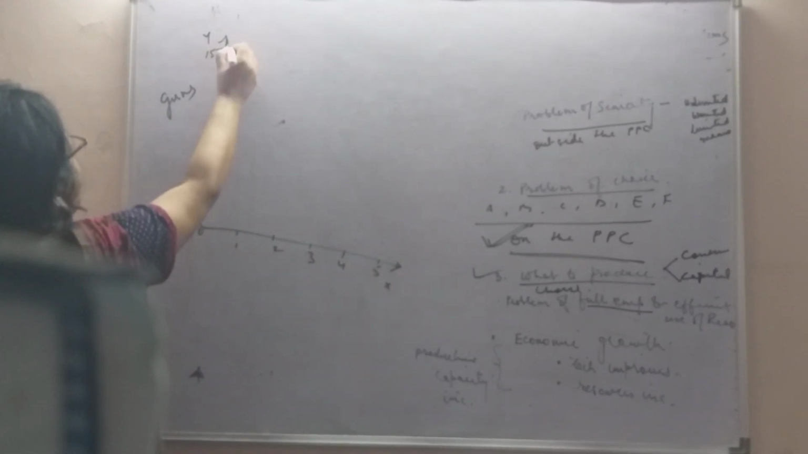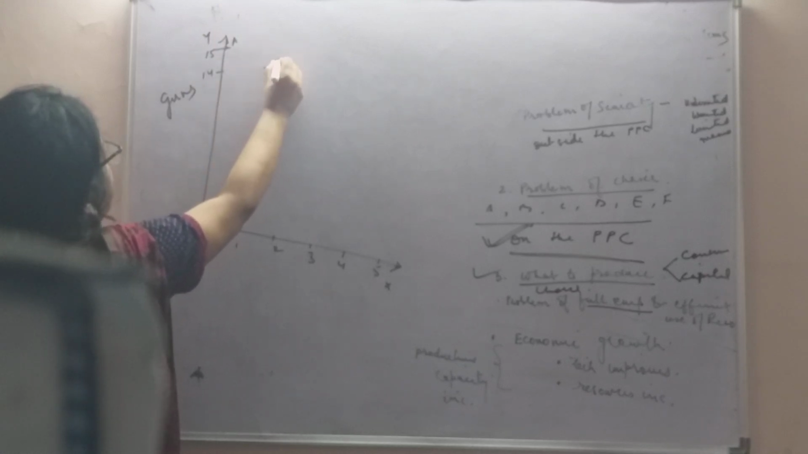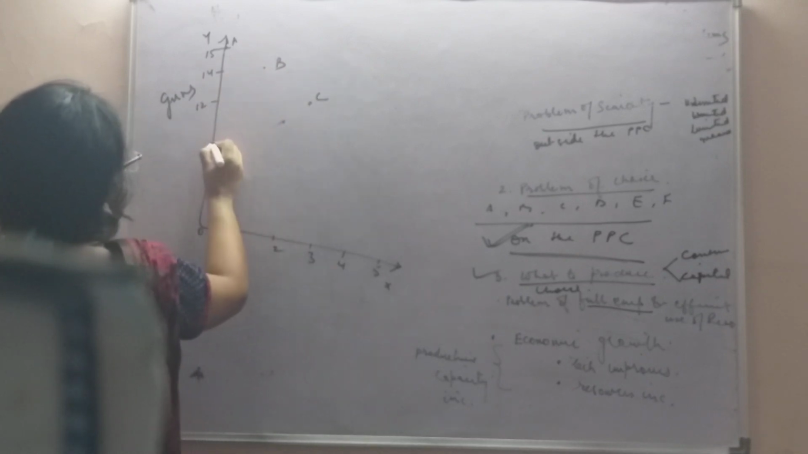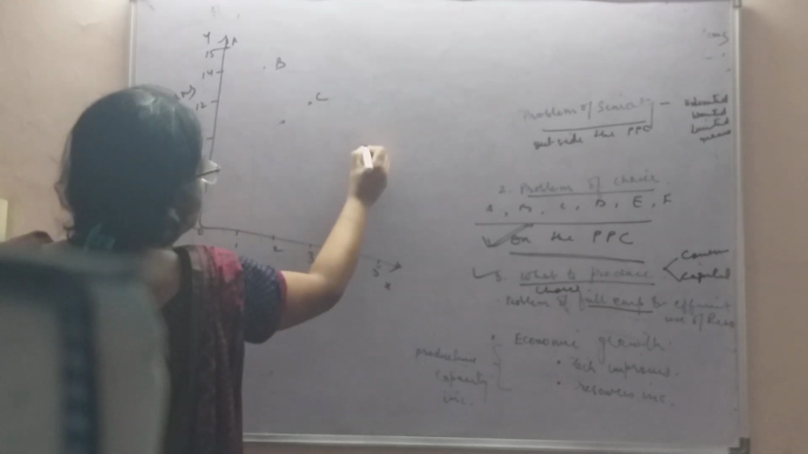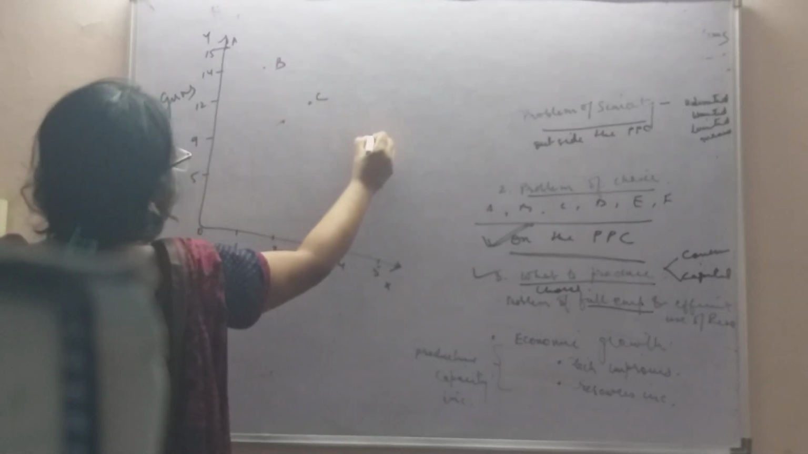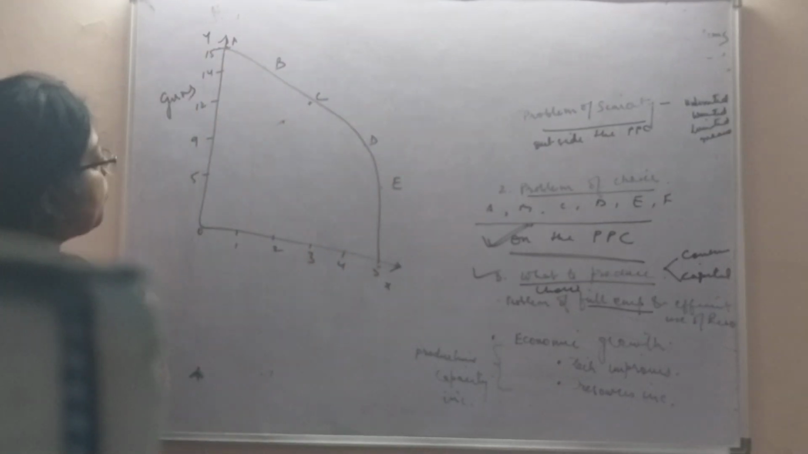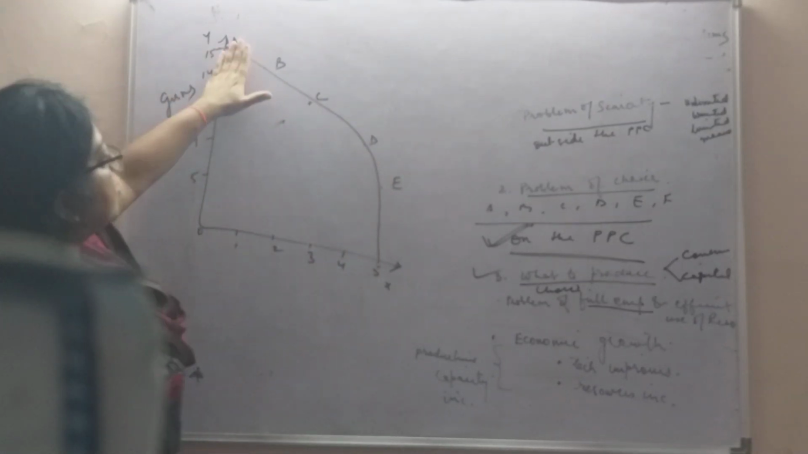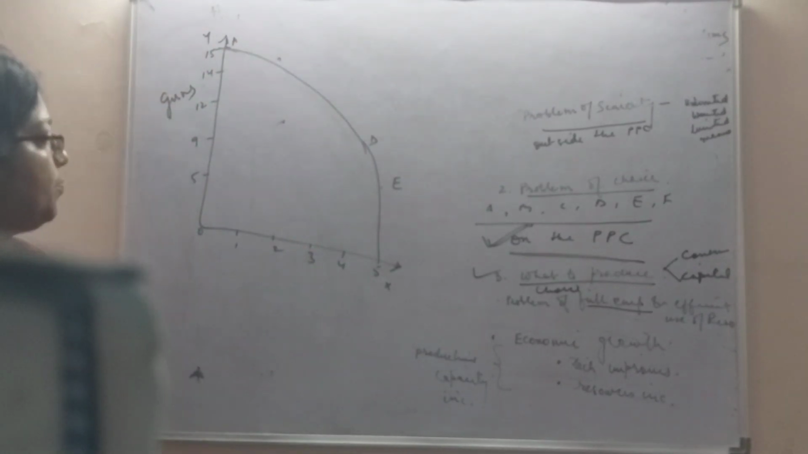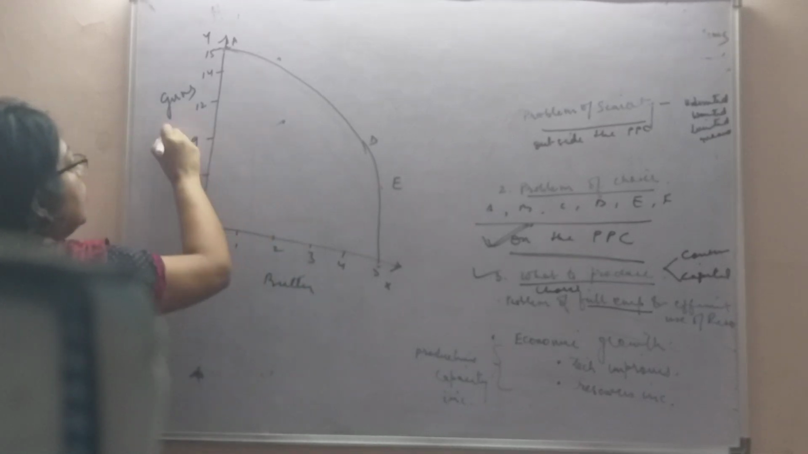And here you will show this is combination A. Likewise, suppose this is 14, this is combination B. This is 12, this is combination C. This is 9, this is combination D. And this is 5, this is combination E. Like this you have to show. Now if you draw the PPC, I have not drawn it properly, that's why it is coming out shabby. Actually a concave shape should come. Here you are showing butter, here you are showing guns.